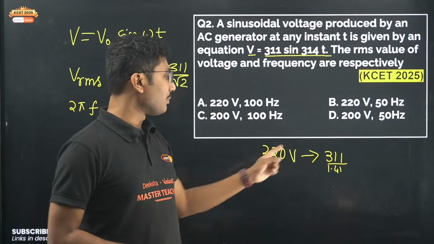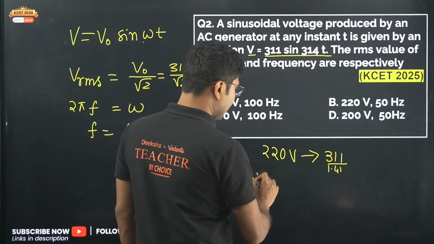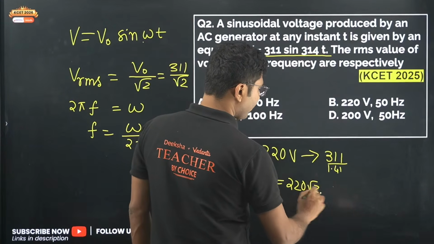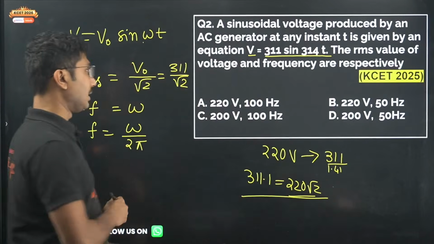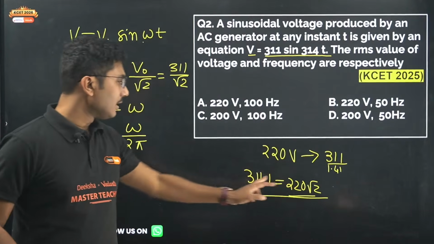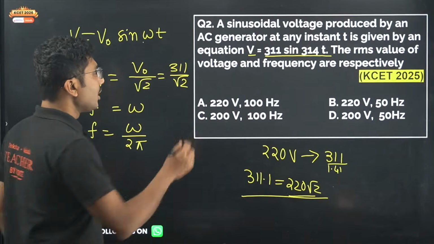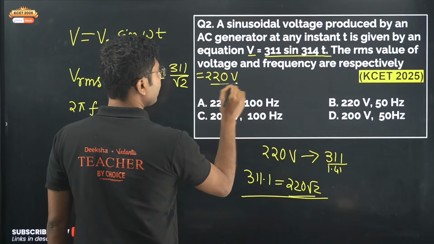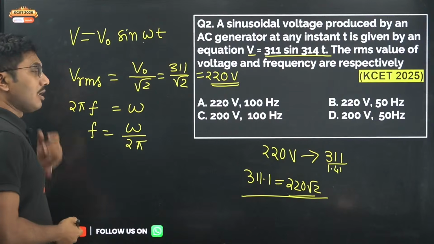So 311.1 is actually 220 root 2. This is a value you can remember. Once you divide 311 by root 2, you should get 220 volt. So 220 volt is the VRMS.